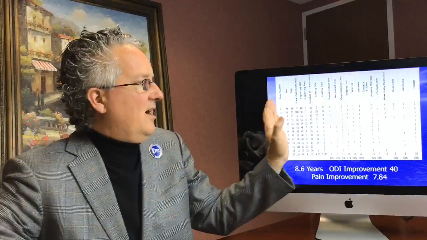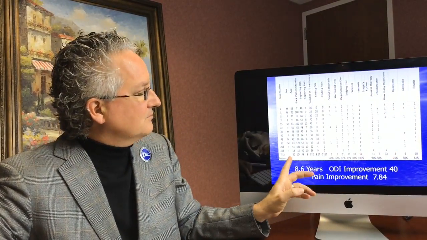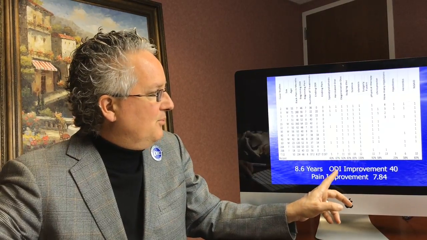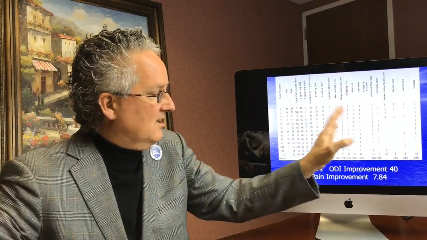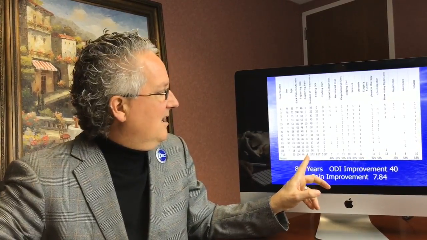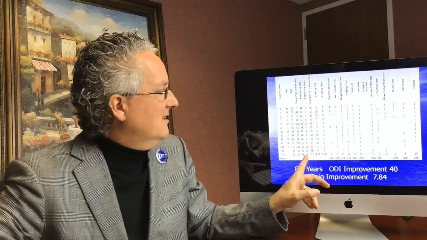Okay? This is a graph of all these people that we just talked about. The average length of time that these patients had their back pain was 8.6 years. This is important. And we'll talk about why it's important tomorrow in the study. Oswestry improvement for these stenosis patients, who had all these different conditions, was 40 points. The average when they came in was 48. When they finished, they were an 8. Their average pain when they started was an 8, and when we finished, their pain was down below 1. It was 0.1, so it was almost 0.